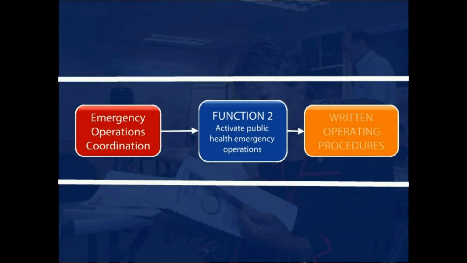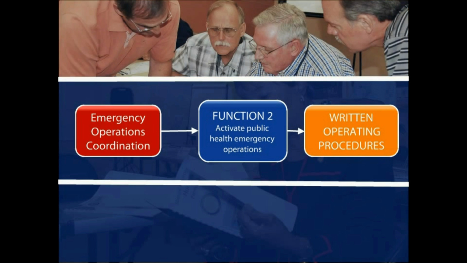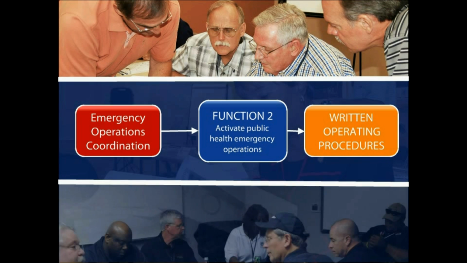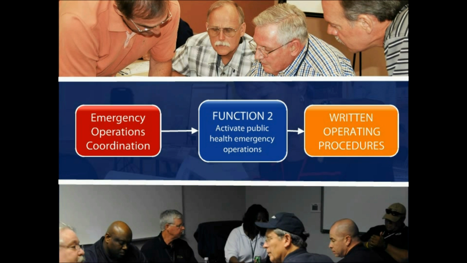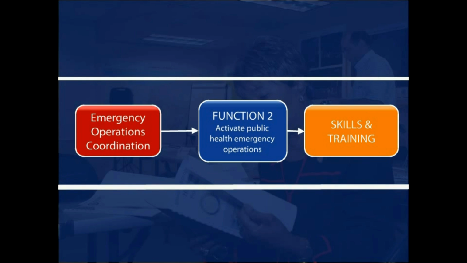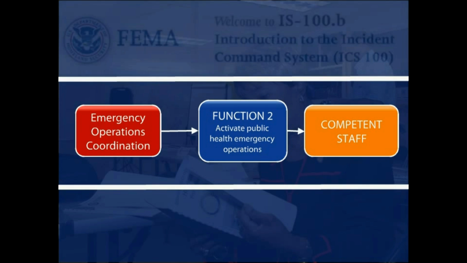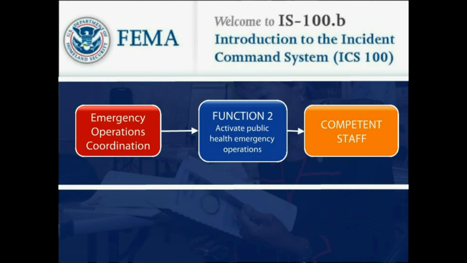Having written standard operating procedures for the management, operation, and staffing of the Emergency Operations Center is one of 5 planning resource elements and is a priority resource element. Thus, at a minimum, these written procedures should be in place. There is one resource element under skills and training for this function, and it too is a priority resource element. It is, staff involved in incident response should be competent in the incident command and emergency management responsibilities that they may be called upon to fulfill in an emergency.